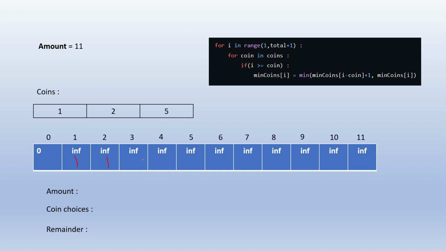Next, if we take 3, 2 and 1 are less than 3. If we take the coin 2, 1 coin which is 2, the remainder is 1. Next, we find how many coins are needed to make the value 1. For the value 1, 1 coin is required. So the total coin is 2.